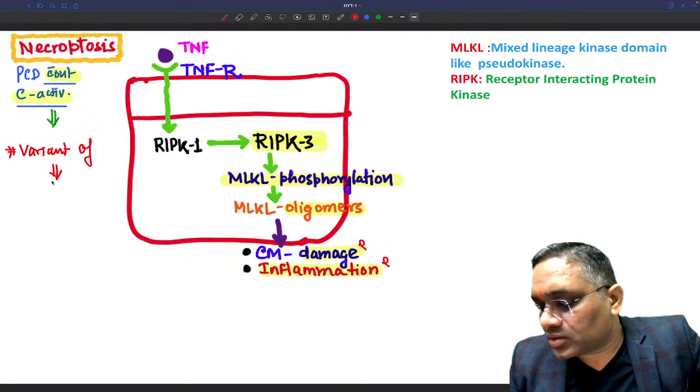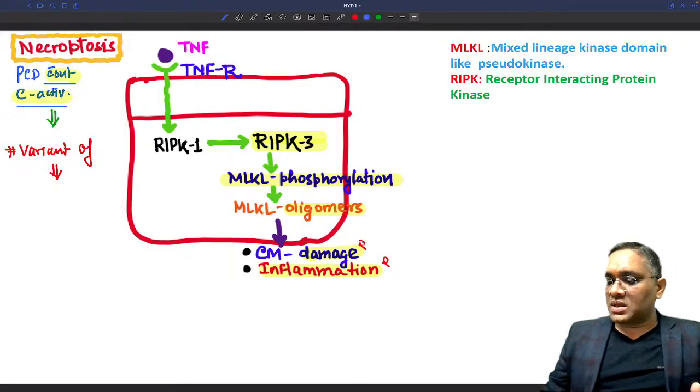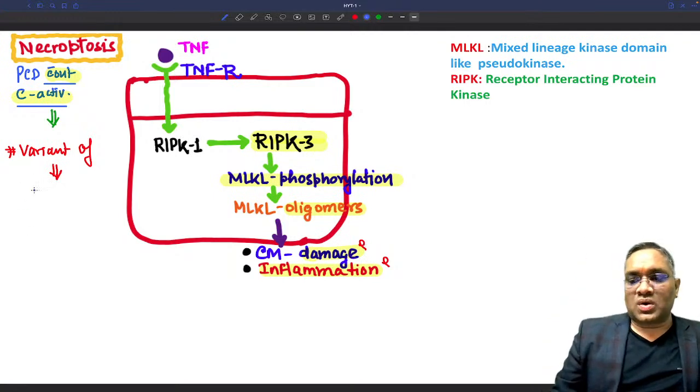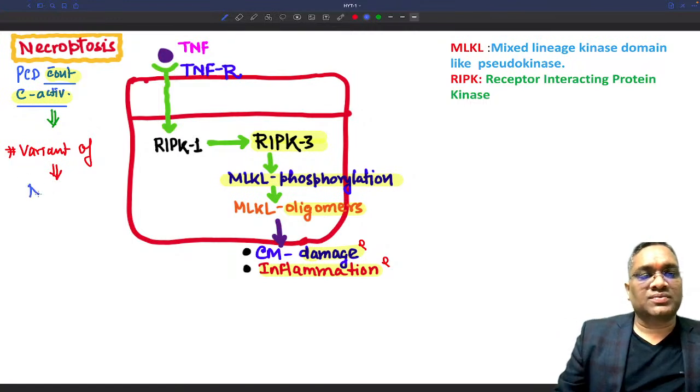Very good. Anurag, Kunj, Manish Reddy. Very good. So all of you are going correct. Whenever the cell membrane is damaged and there is inflammation, that will be a variant of necrosis, right? So this is a variant of necrosis.